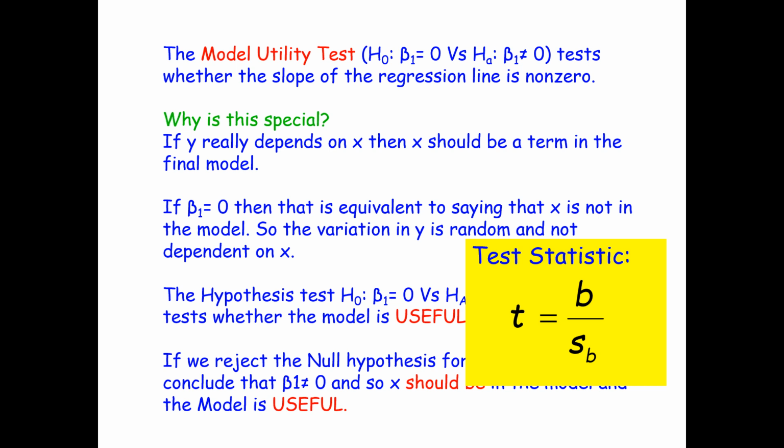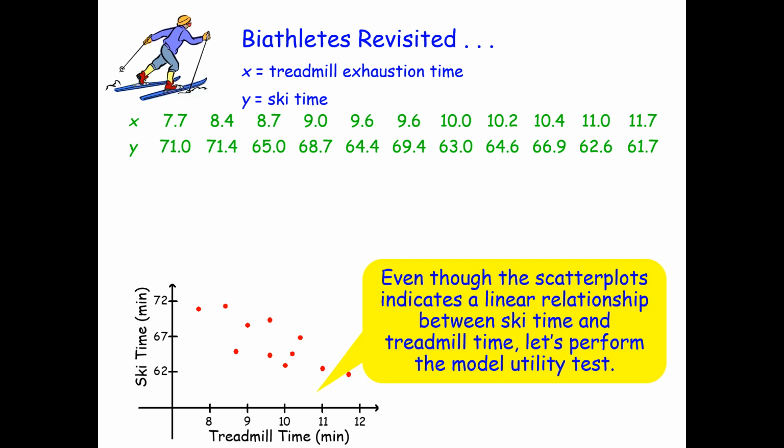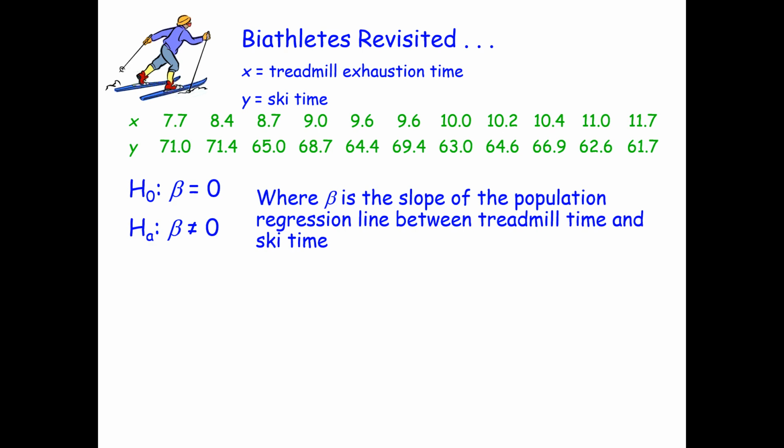Let's go back to our biathletes problem. Remember the treadmill to exhaustion time, and then our ski time for the 20-kilometer ski run. So here's our data set, and we have our scatter plot. Now, even though the scatter plot indicates a linear relationship between ski time and treadmill time, we're going to perform the model utility test here. So our null hypothesis is that beta equals 0, and our alternative hypothesis is that beta is not 0, where beta is the slope of the population regression line between treadmill time and ski time.